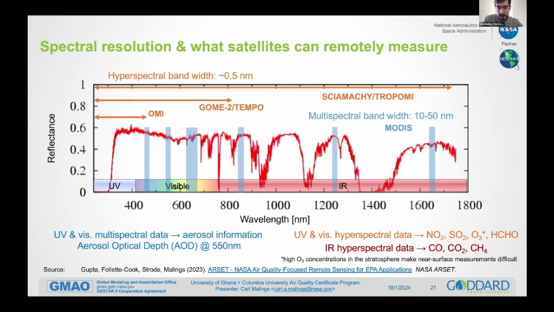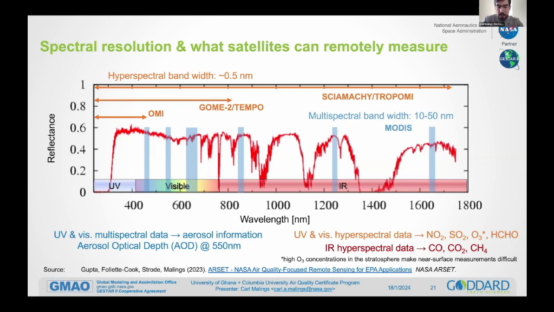Whereas for a hyperspectral instrument, we're able to get more information out of that data. So with those, we can really distinguish the spectral fingerprints of different chemical species in the atmosphere. So these hyperspectral instruments tend to be able to give us more information about different chemical species in the atmosphere, like nitrogen dioxide, sulfur dioxide, ozone, formaldehyde, things like that. And depending on what parts of the spectrum they cover, they can give information on different chemicals.